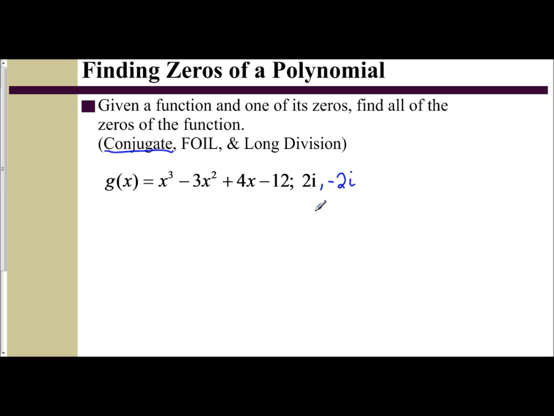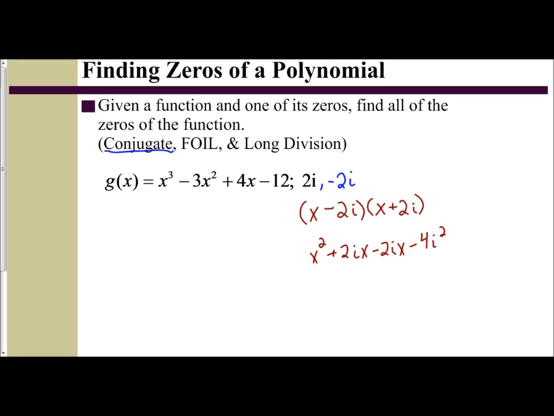What I'm going to do is set up my factors from here. So I have x minus 2i and x minus a negative 2i, so x plus 2i. So I set up the factors created from these zeros, and I'm going to FOIL, which you know me, that means distribute. X times x is x squared. X times 2i is 2ix. Negative 2i and x is negative 2ix. Negative 2i and positive 2i is negative 4i squared.